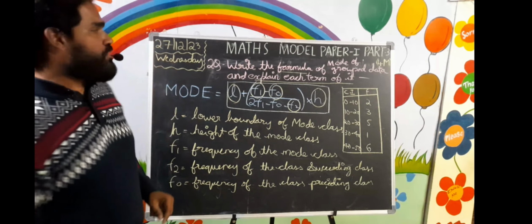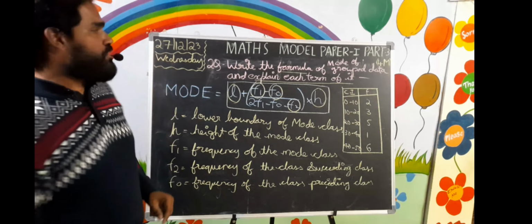So the formula is right here. Mode is equal to L plus (F1 minus F0) by (2 F1 minus F0 minus F2) into H. This formula is for grouped data, remember it. And every term of this mode formula I have already circled. I have not circled these two because they are already circled in another place.